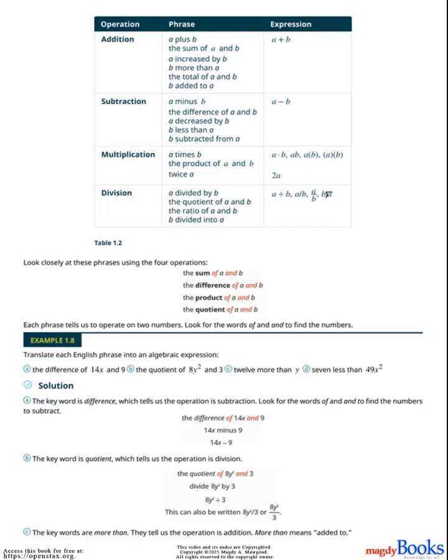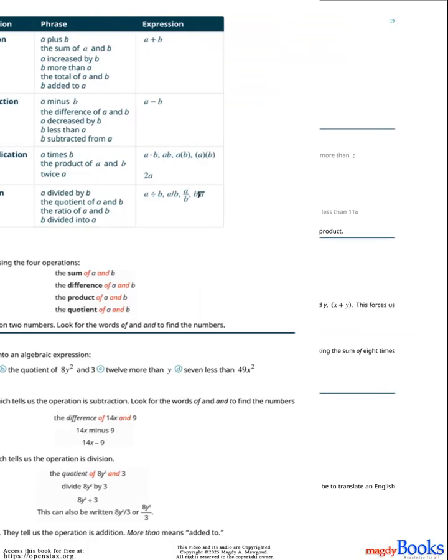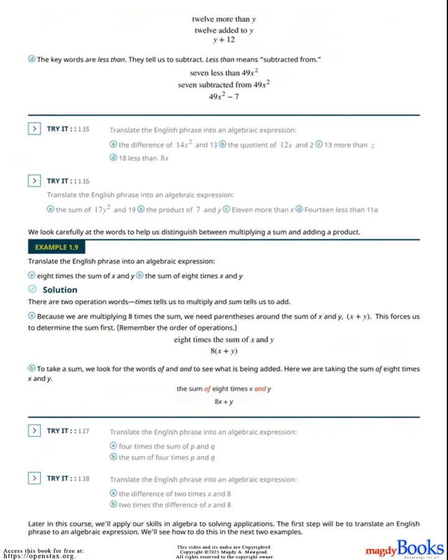This can also be written 8y squared, fraction slash 3, or 8y squared over 3. C. The key words are more than. They tell us the operation is addition. More than means added to. 12 more than y. 12 added to y. Y plus 12.